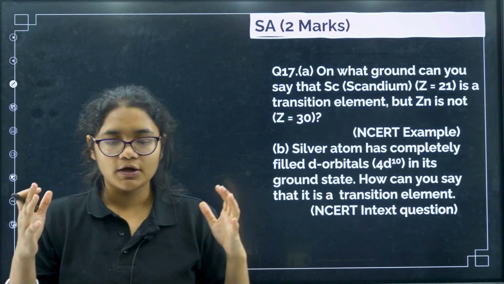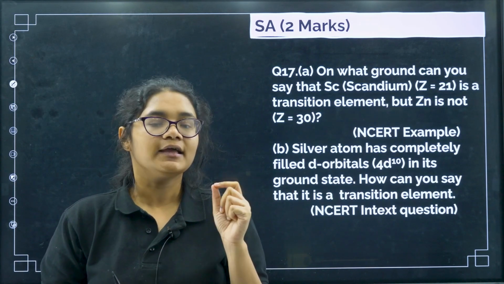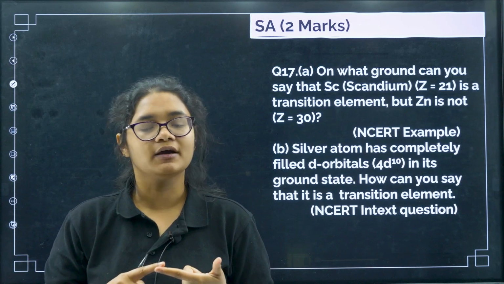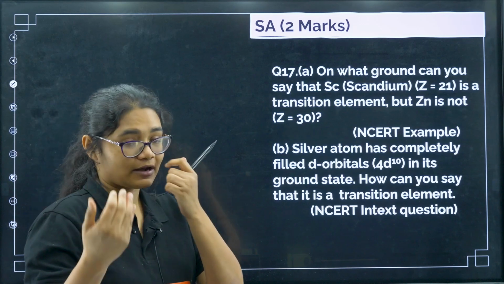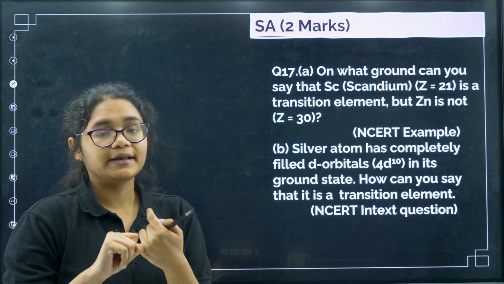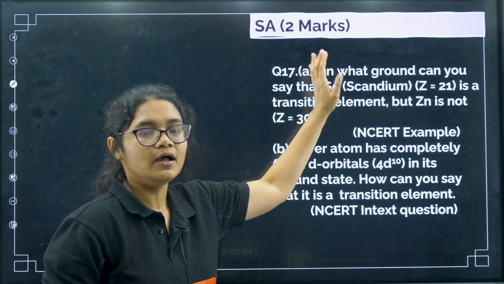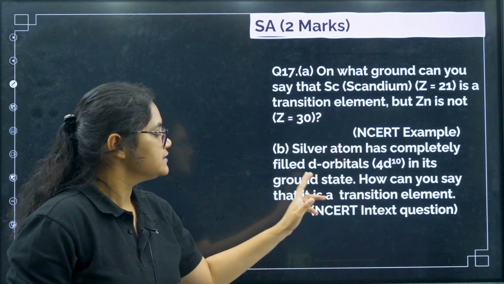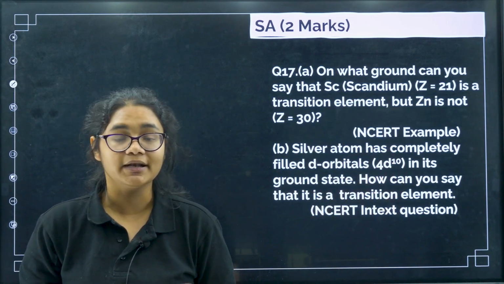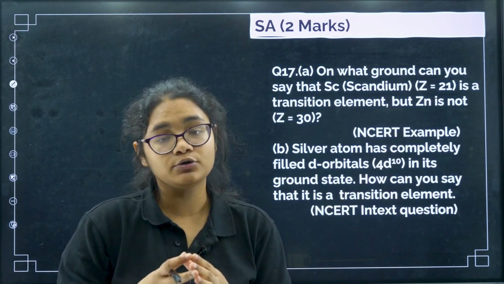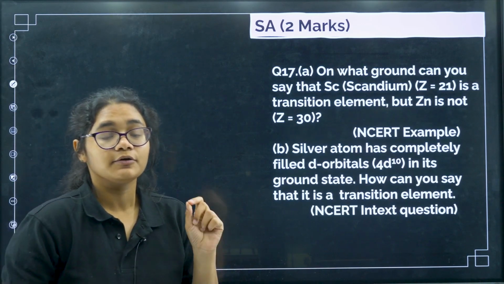Okay, so the basic rule for transition element is that it should have unpaired or partially filled d orbitals either in the common oxidation state or in the ground state, right? So scandium, when it is in the ground state, has incompletely or partially filled d orbitals, whereas zinc is not having. So that is why we can say that scandium is a transition element but zinc is not. Similarly, silver, in its ground state, doesn't have any partially filled d orbital, but in the common oxidation state, that is in Ag2 plus, it has incompletely filled d orbital. So that is why that is considered as a transition element.